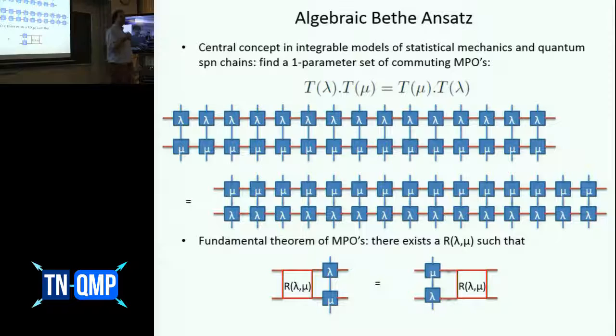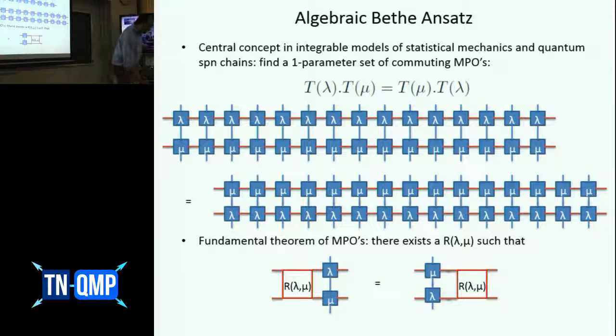So now you turn this problem into finding the conditions on R such that something like this is possible. And the associativity conditions for this kind of R matrix are known as the Yang-Baxter equations. Okay, so this reduces now to finding the solutions of these Yang-Baxter equations, and then given these solutions, there's many, many MPOs at the end that will satisfy this for a given R.